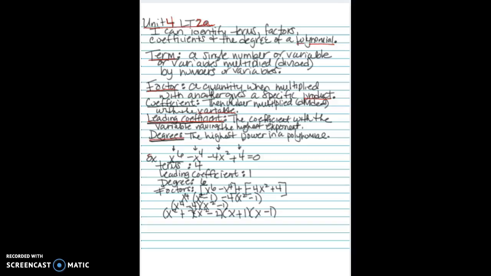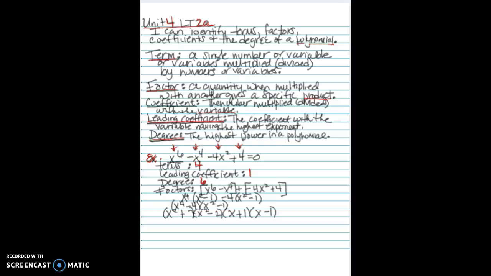Our first example, we have x to the 6th minus x to the 4th minus 4x squared plus 4 equals 0. We have four terms, 1, 2, 3, 4. Four terms. The leading coefficient is 1 because the coefficient of the x to the 6th power is 1. The degree is 6 because the highest power is a 6.